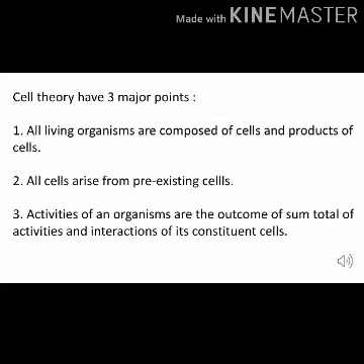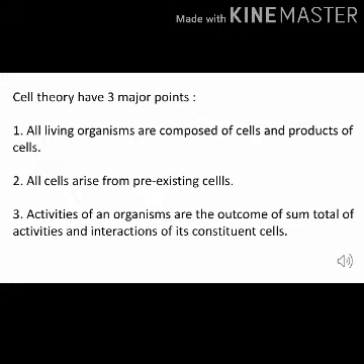Now the cell theory has three main points, and the first point is all living organisms are composed of cells and the products of cells, which Theodor Schwann has given in his statement before. Second point, all cells arise from pre-existing cells, which was given by Rudolf Virchow in omnis cellula e cellula. That was a very important feature. And third, the activities of an organism are the outcome of the sum total of activities and interactions of the constituent cells.